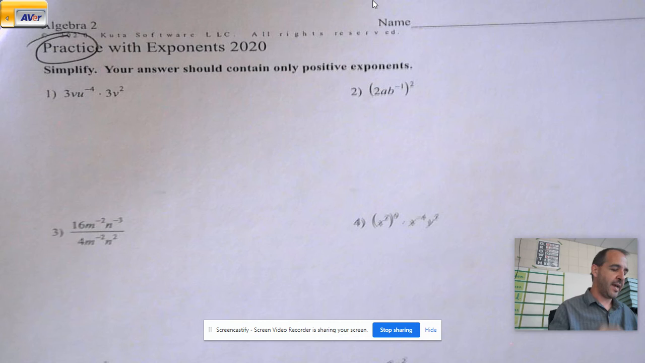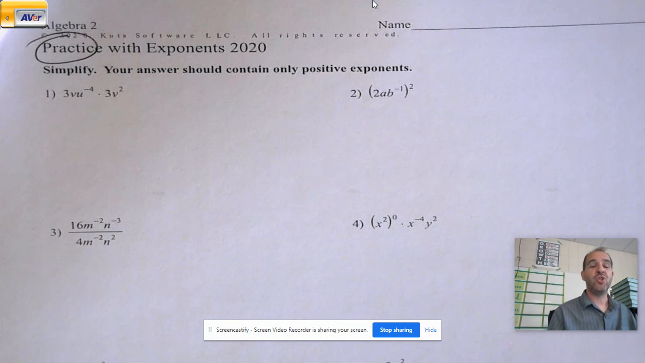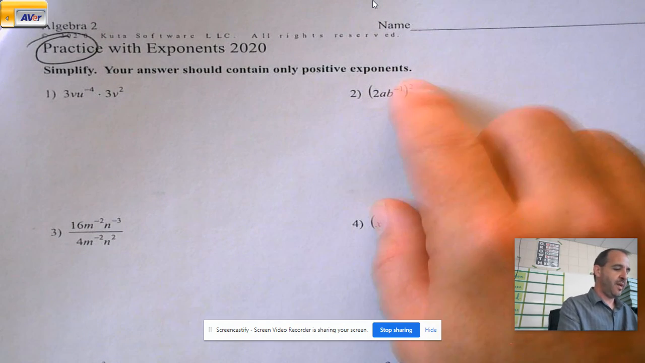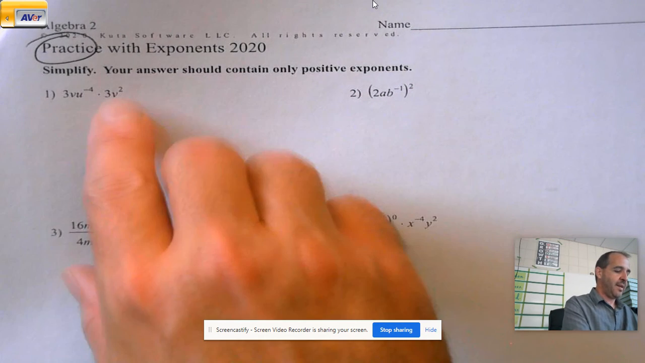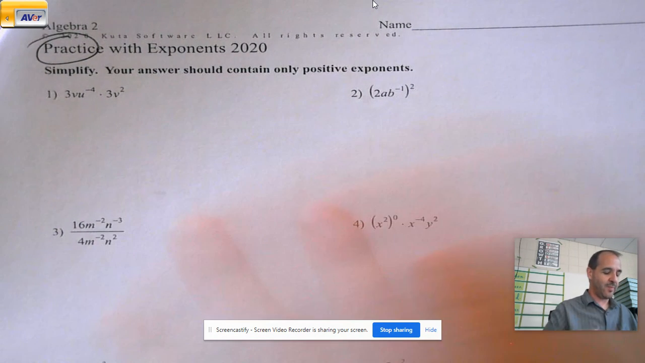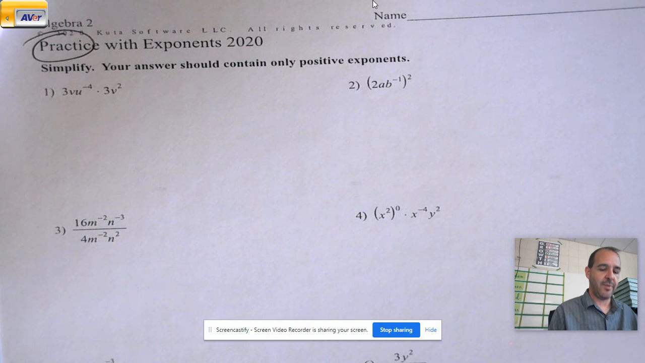Work through, take your time. There's a key in the back, but you should have work being shown with this. This should not necessarily be going straight to an answer. At least show me one step, okay? Whether it's distributing here, whether it's combining the like terms here before you get to an answer, but just something, so I know you're not just copying answers.